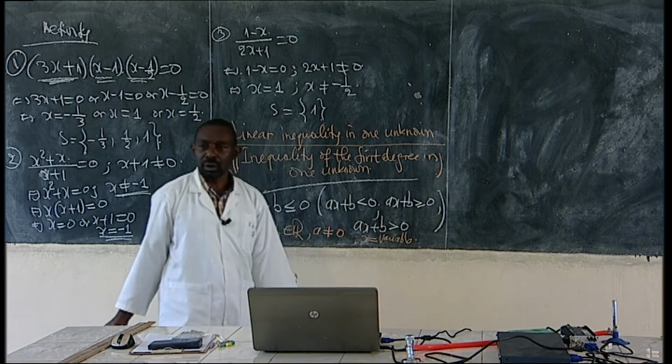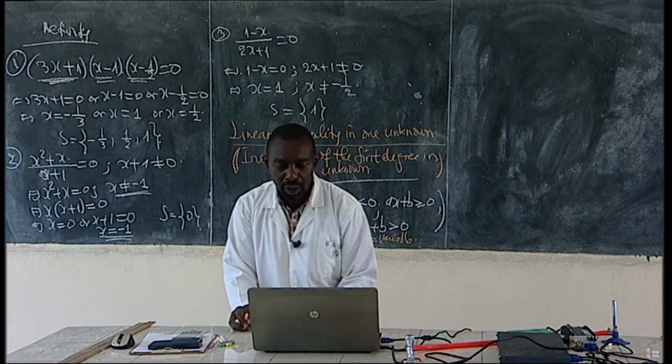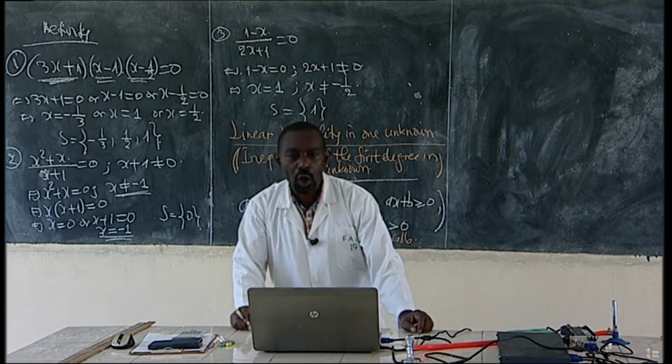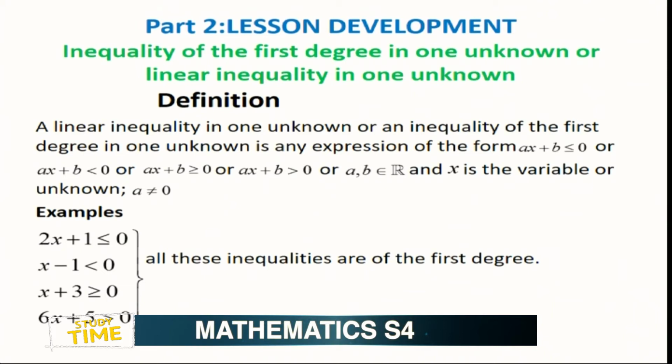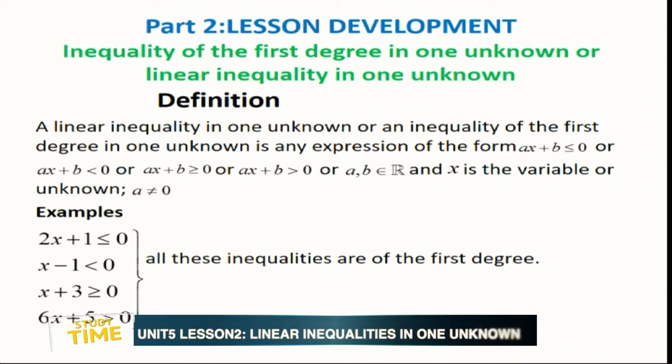And then, from this, x is the variable, meaning the unknown. You need some examples, but everybody is able to give different examples. As you see on the screen, you have different examples. For instance, 2x plus 1 is less than or equal to 0. That is an example. x minus 1 is less than 0 is an example. x plus 3 is greater than or equal to 0. And 6x plus 5 is greater than 0 is another example.